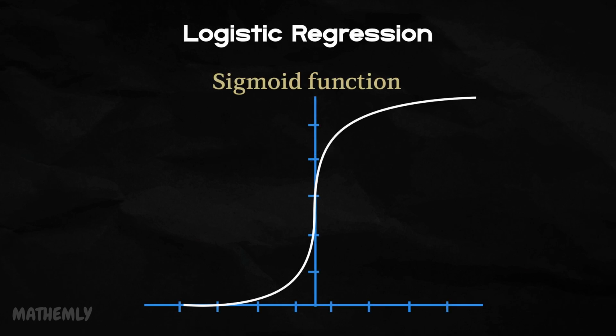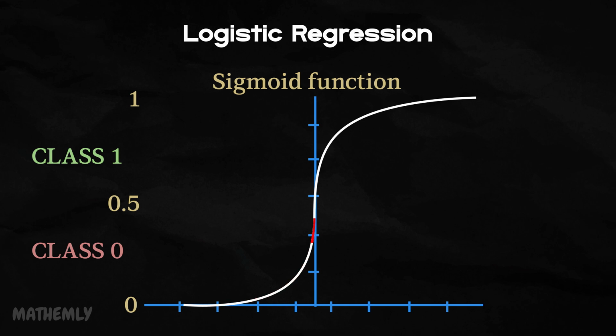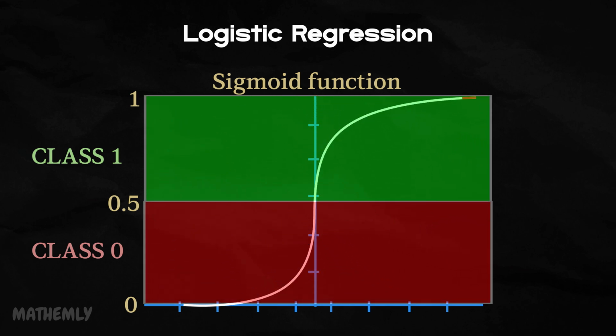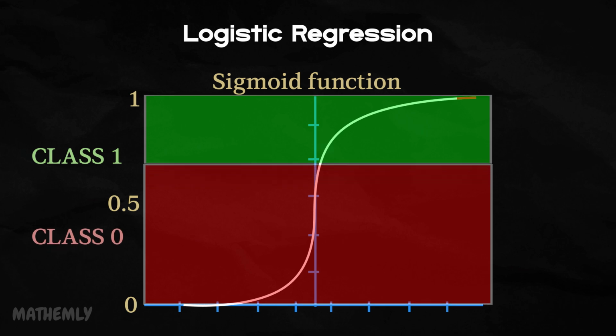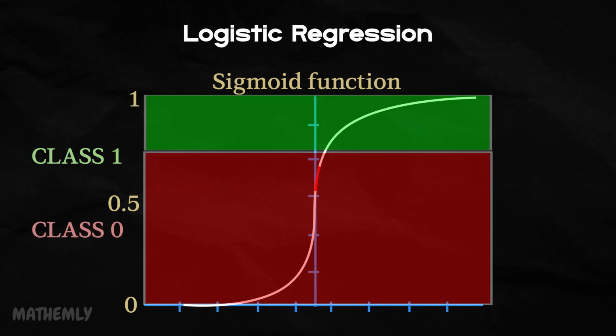Decision boundary. Once we get a probability from the sigmoid function, we need a rule to classify the result. We set a threshold, usually 0.5. If the probability is greater than 0.5, we classify it as class 1. If the probability is less than 0.5, we classify it as class 0. This threshold can be adjusted depending on the problem. For example, in medical diagnosis, we may want a stricter threshold to minimize false positives.